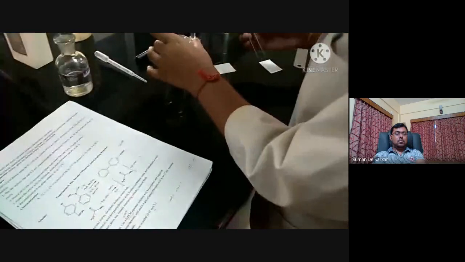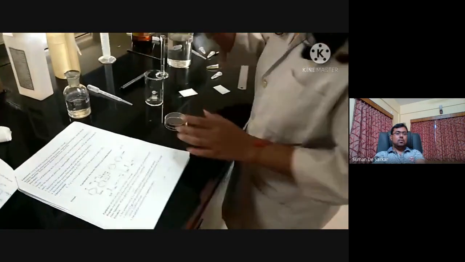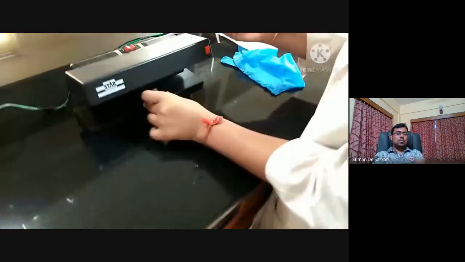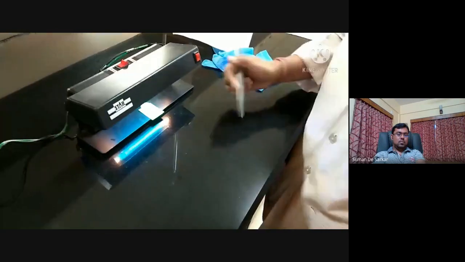Run is complete. Now we'll place it in the UV chamber. Maybe too bright. Yeah. Now the spots are visible.